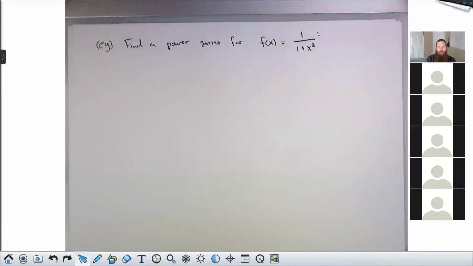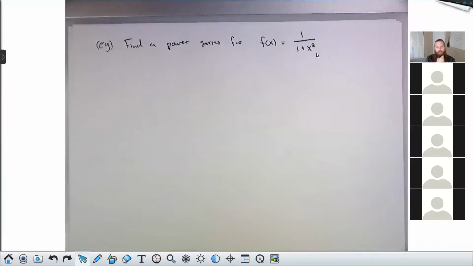How could I use the geometric series trick on this? PFD. Well, 1 plus x squared doesn't factor though, that's the thing. Yeah, if this was like 1 minus x squared, then I could factor and do PFD. But if you run PFD on this, you just get this back because the bottom doesn't factor.